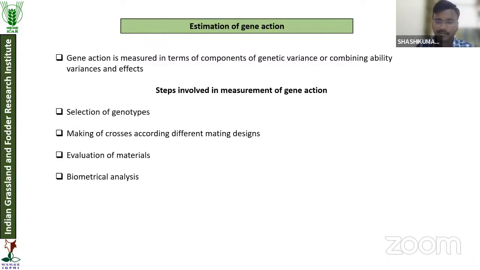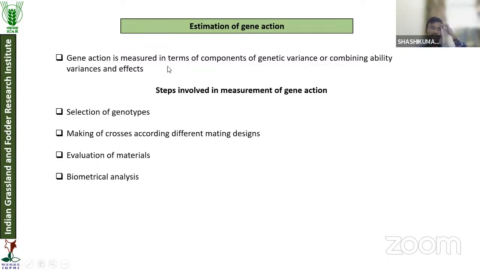Normally we say additive gene action is very good because those effects are cumulative. As these additive genes are accumulated into single lines, the line will have more yield, a cumulative additive effect. If dominant gene action is more, then you go for heterosis, that is hybrid development, where you will get more superior hybrids. If additive gene action is more for the trait of interest, then you go for varietal development, where selection will be effective.